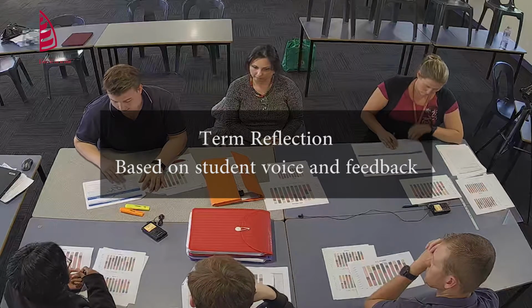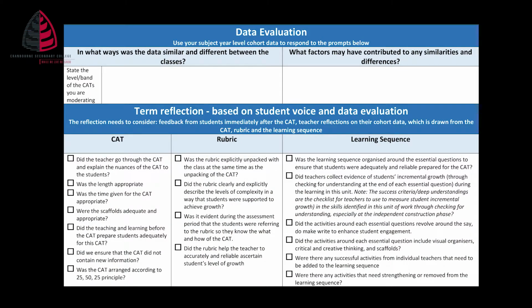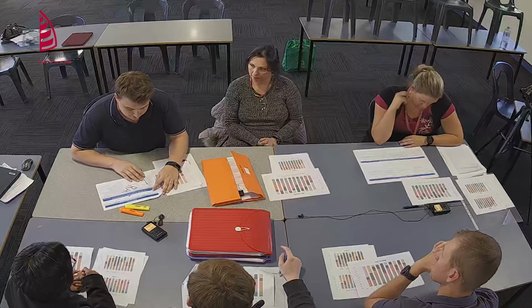It's timely for moving into the next section where we're going to have a look at the CAT, the rubric and the learning sequence. We've got a series of dot points, and we're just going to go through and consider for each of these whether or not we think that they're relevant to our feedback in terms of something that needs to be improved, or whether or not we think it's appropriate in consideration of what we've just discussed.